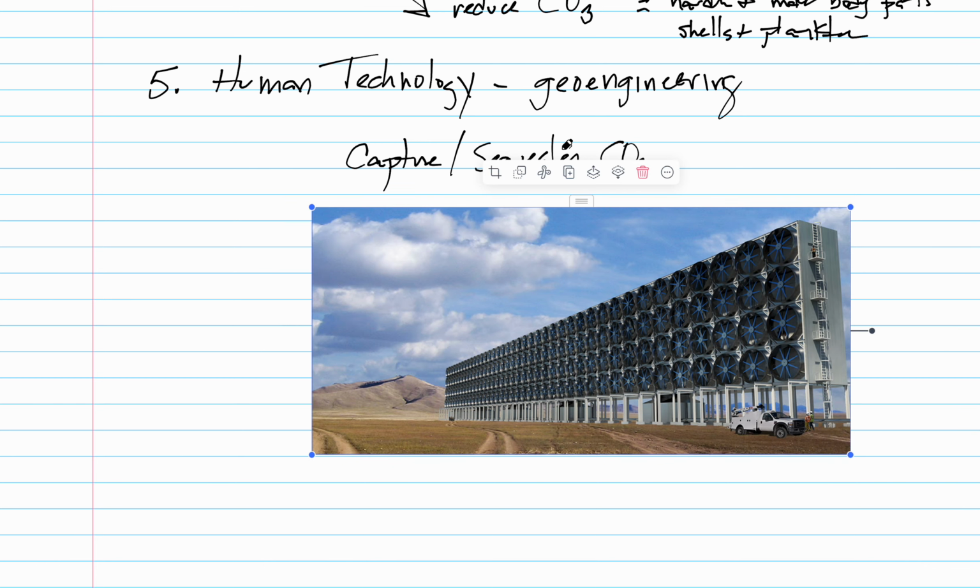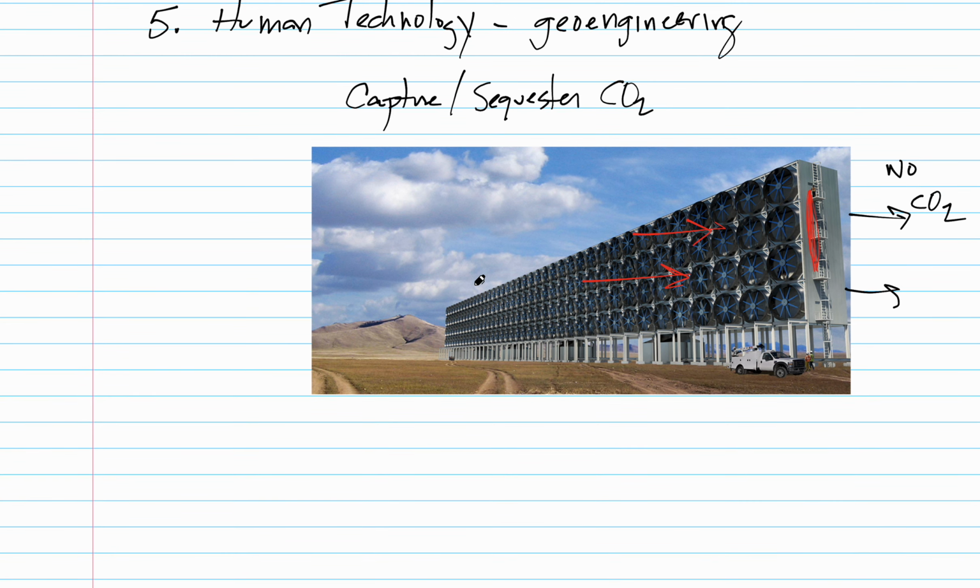Here's one. I think this is a picture from a place in Iceland. And what we can see here is a bunch of fans. This is called direct capture. And these fans are sucking wind in, and there's filters in there that are trying to strip CO2 out from the atmosphere so that when the air comes out the backside, there is like no CO2 in it. I don't know if this can work. Maybe if we put every Walmart fan across our planet on with these filters, we can make an impact. I don't know.